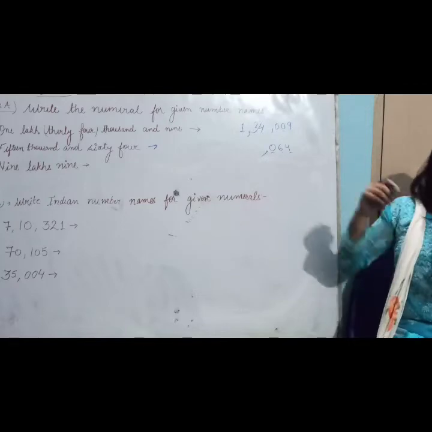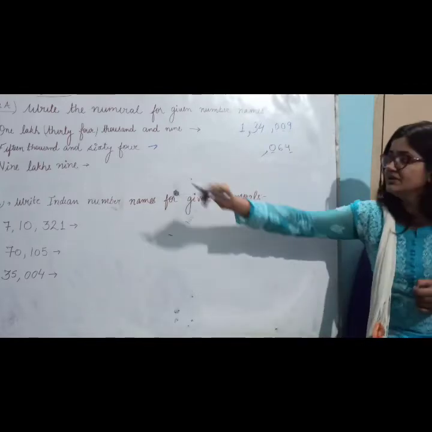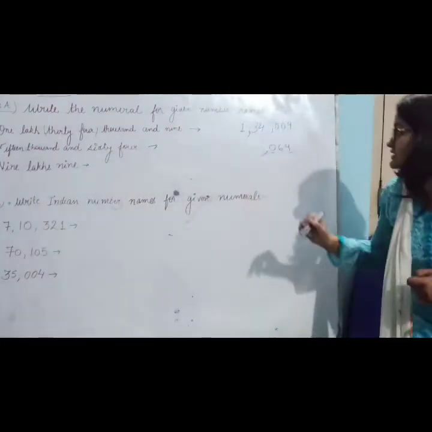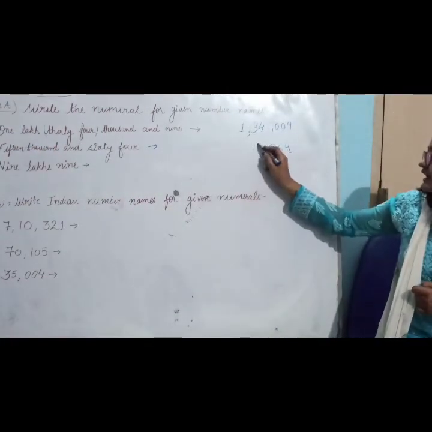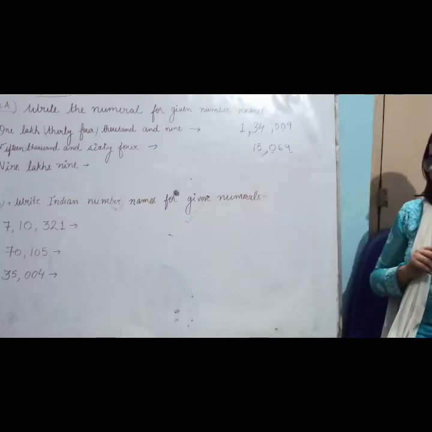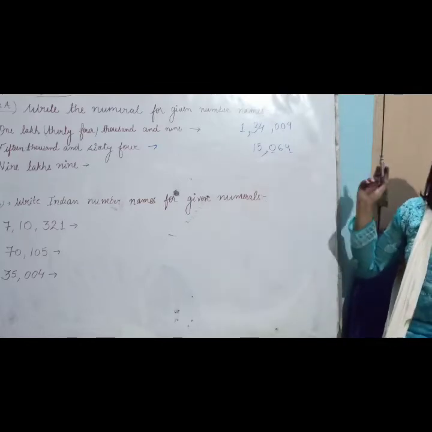Now let us check how many thousands are there. If you go and check, there is only 15,000. So we are going to write here 15,000. So 15,064.